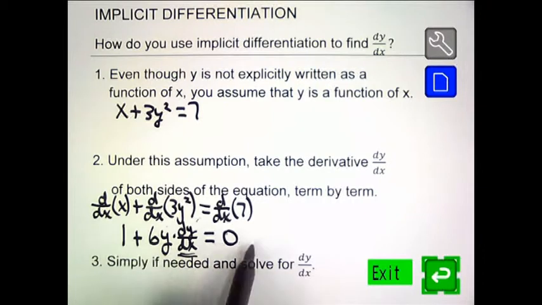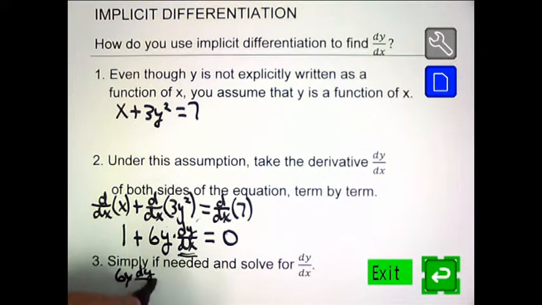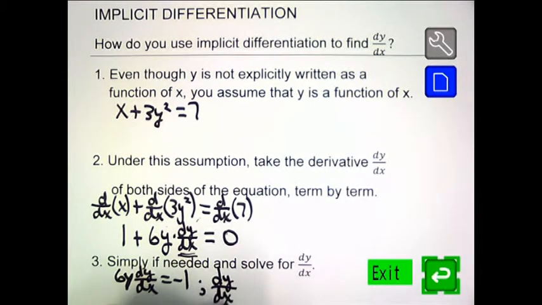I just need to subtract 1 from both sides, and I would get 6y times dy over dx is equal to -1. And then if I divide both sides of that equation by 6y, I would get dy over dx is equal to -1 over 6y. So I don't want you to get bogged down in the details at this point. You'll have plenty more chances to actually look at the details.